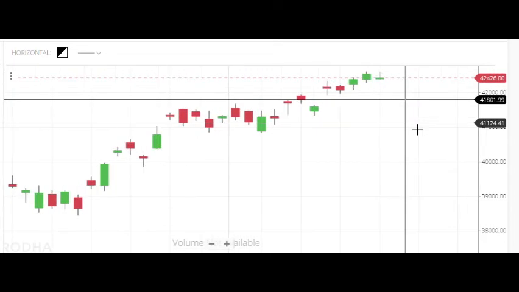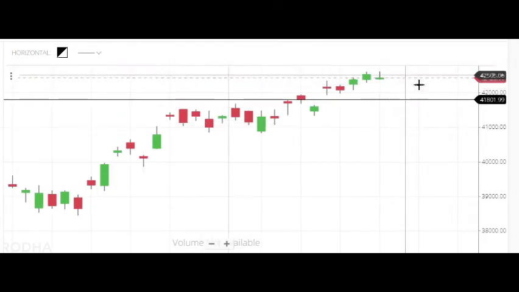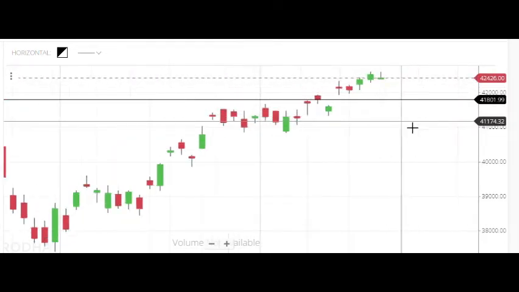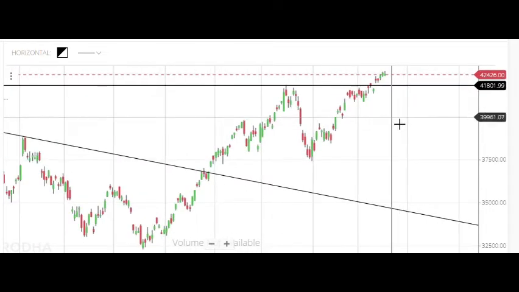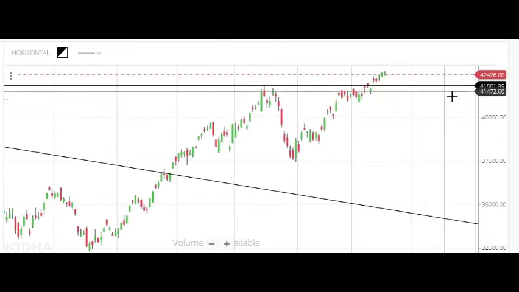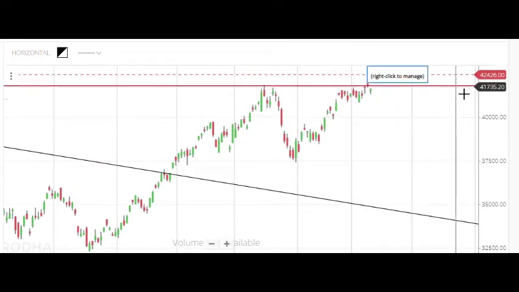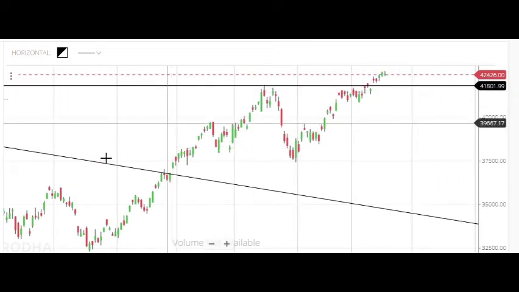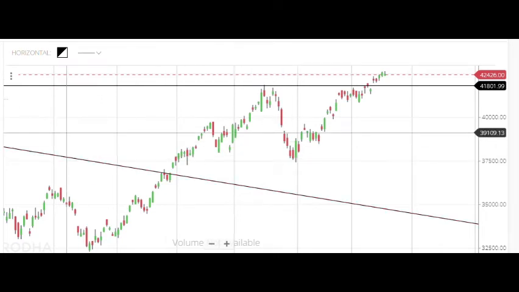41,801.99. So forming a reverse hammer. Let's see, we'll have to watch what happens here. I don't expect it coming down drastically. If it does, it will take a good support at this level and move back again. This basically speaks of the health of the Indian economy. Nifty Bank.